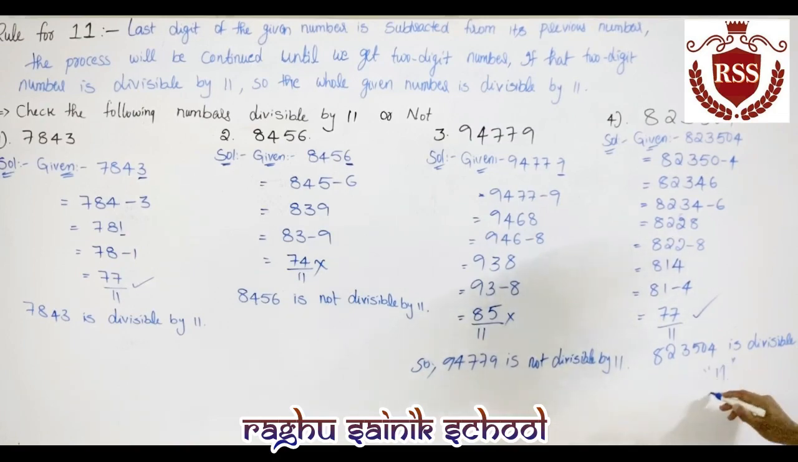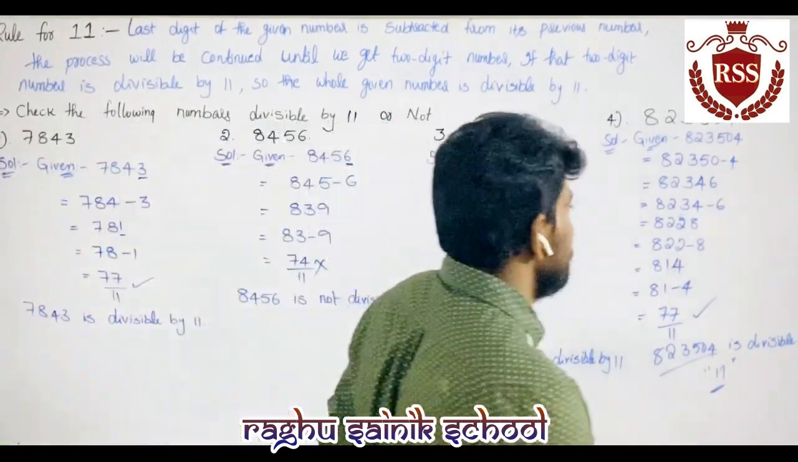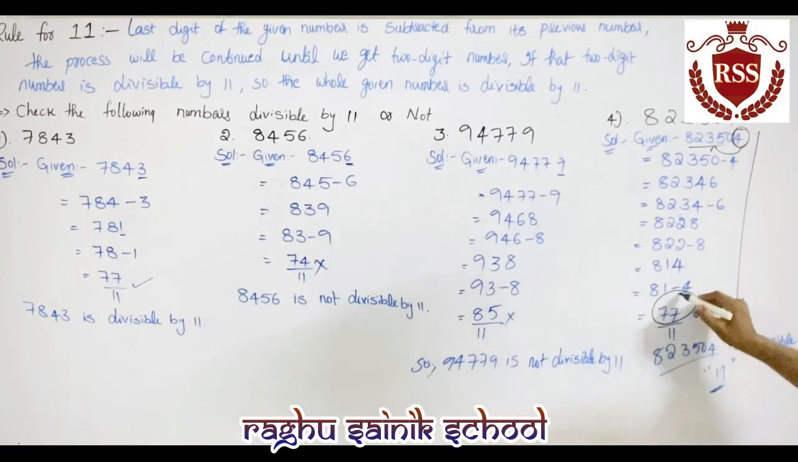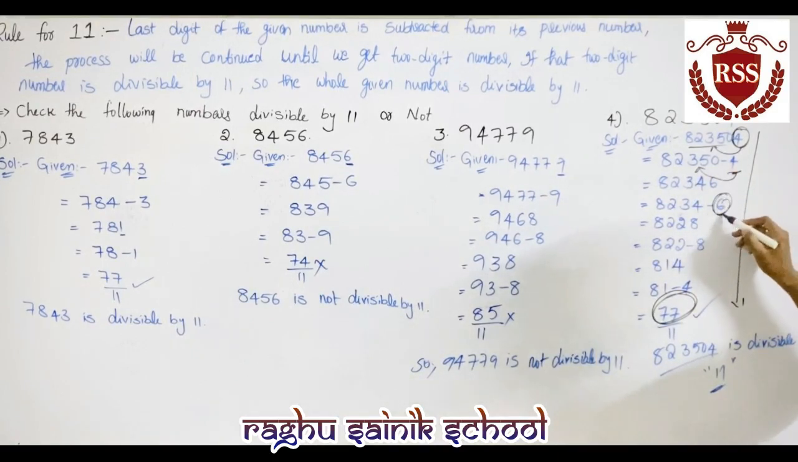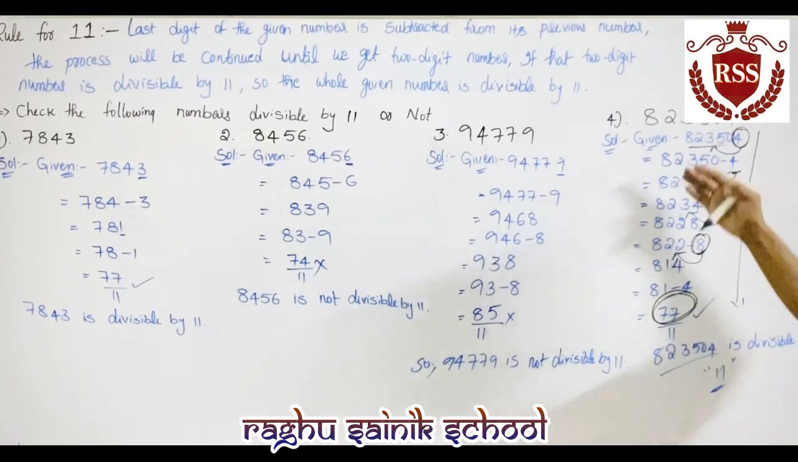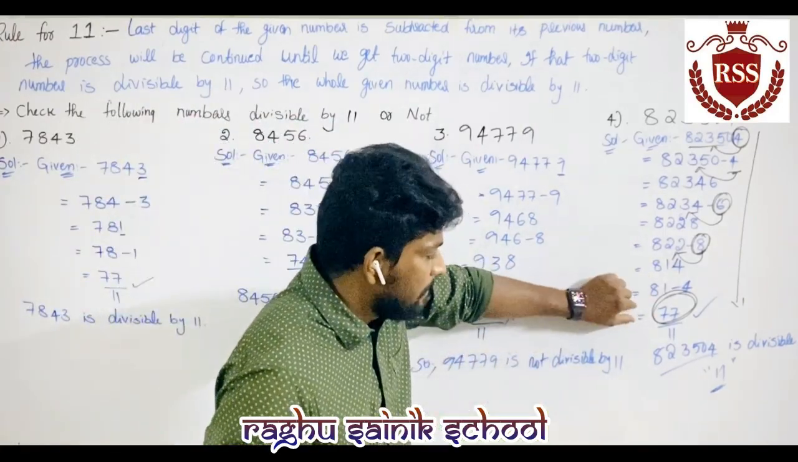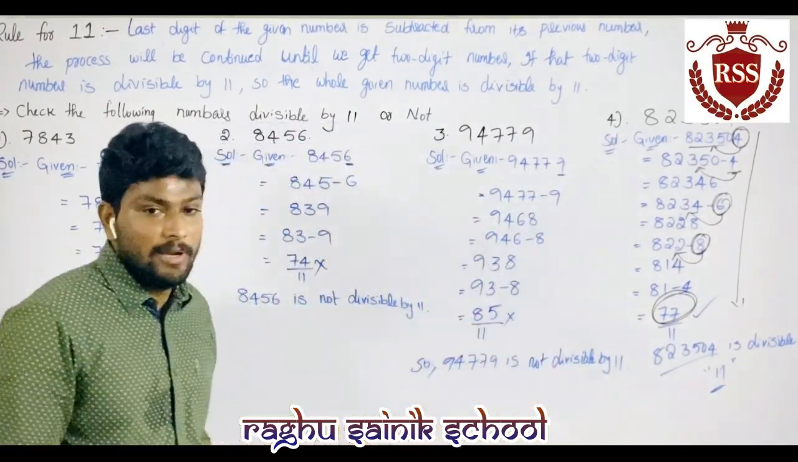Okay. What is the process here? The last digit of any number is subtracted from its previous numbers. The process is continued until we get a 2-digit number. If the 2-digit number is divisible by 11, then the whole number is divisible by 11. That is the divisibility rule of 11.